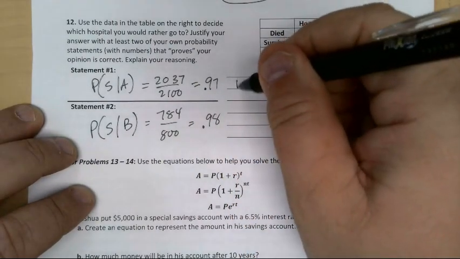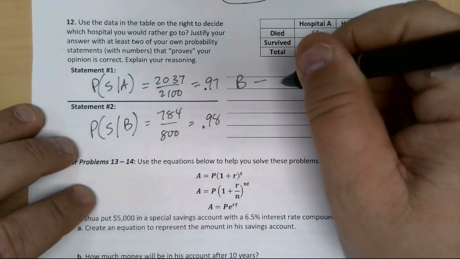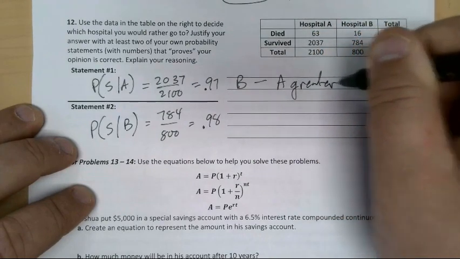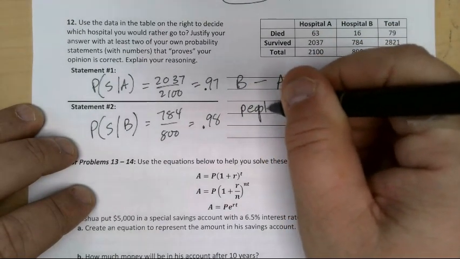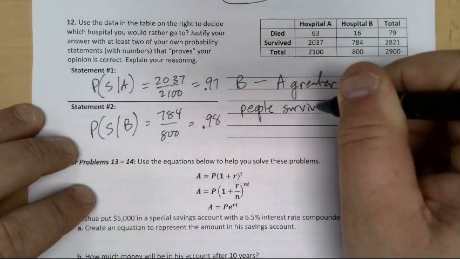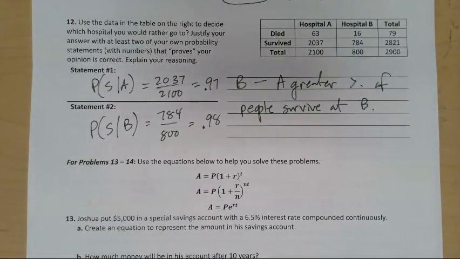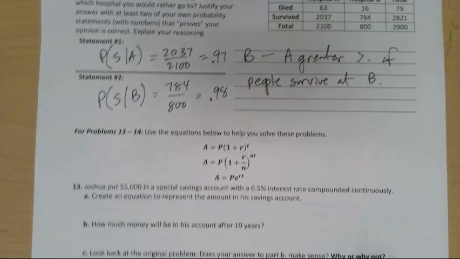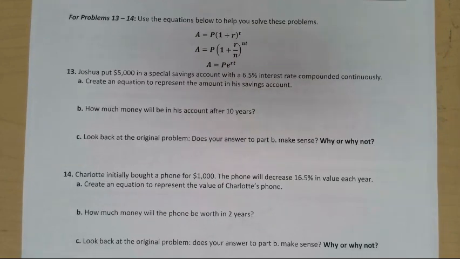Well, I'm going to go to B because a greater percent of people survive at hospital B. That's where I'm going to go. I'm going to go where I'm more likely to survive. I don't know what's happening at hospital A, but hospital B, less people are dying. Well, a lower percentage. Now, 13 and 14, we switch gears and deal with some interest stuff.